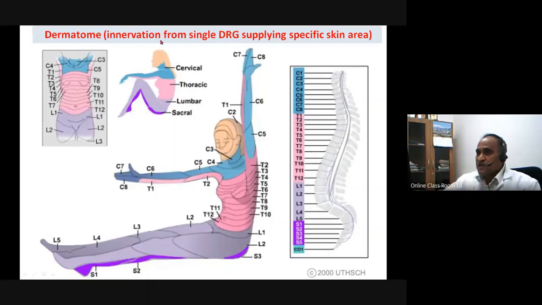And this one gives you a very broad view. That means the cervical is this much, the thorax is this much, the lumbar is this much, and the sacral is this much. So you may not make mistakes, and then you may be able to make finer adjustments with this figure. And I have taken this figure from the University of Texas online resource material.